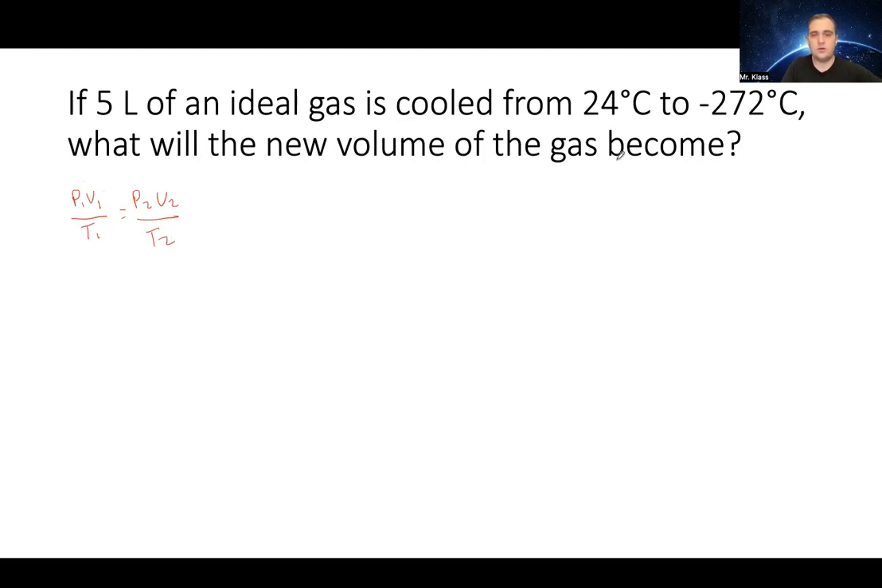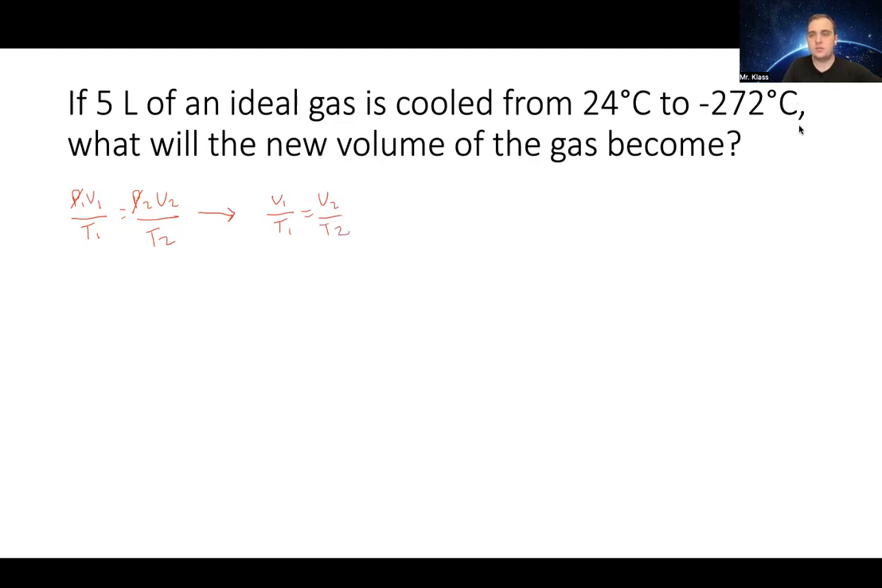Okay, and what will the new volume of the gas be? Well, we have volume indicated, we have temperature indicated. So let's assume that the pressures remain constant. So now my new formula is going to be V1 over T1 equals V2 over T2.